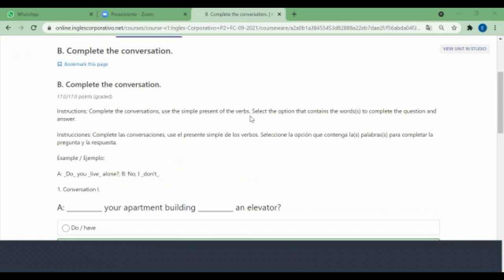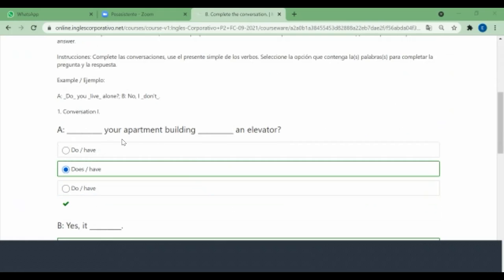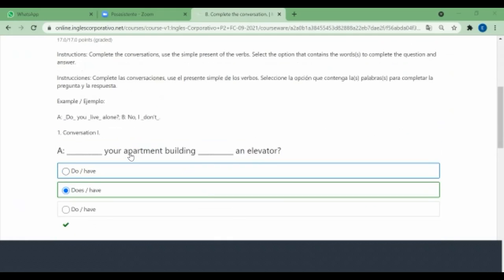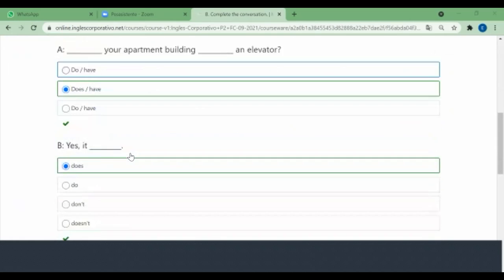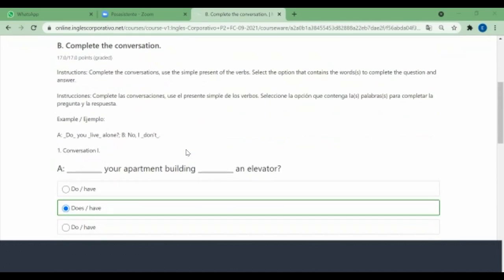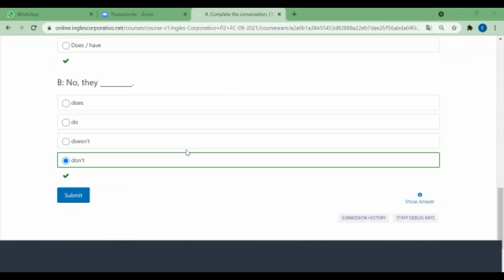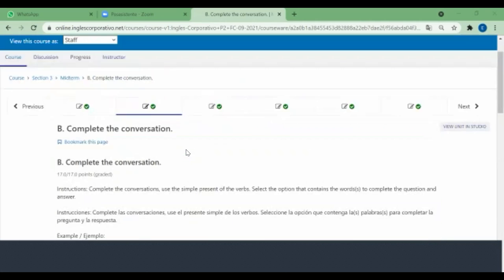Okay, you have to use the simple present to complete the conversation. Vamos a ir completando las preguntas de esta conversación buscando la forma correcta. Del simple present question. Yes, no question. So you have 2 conversations in this part.